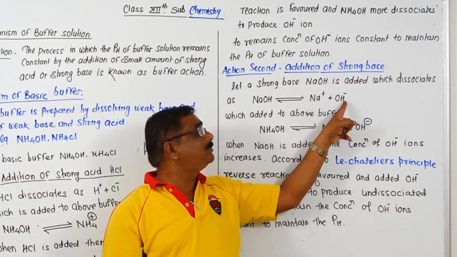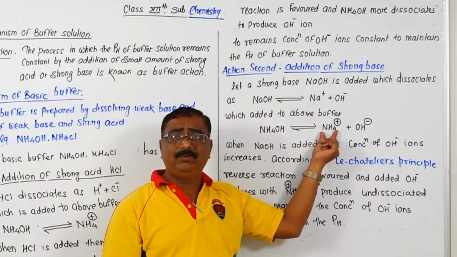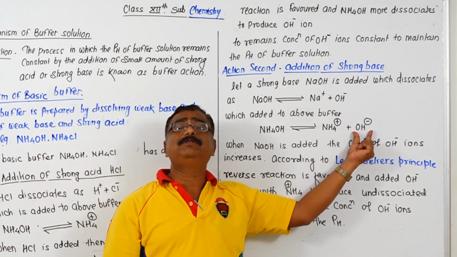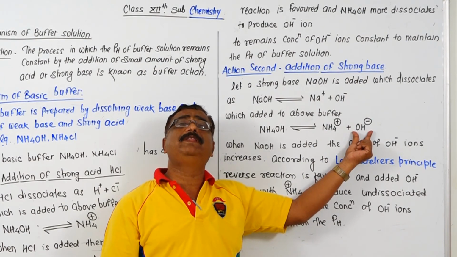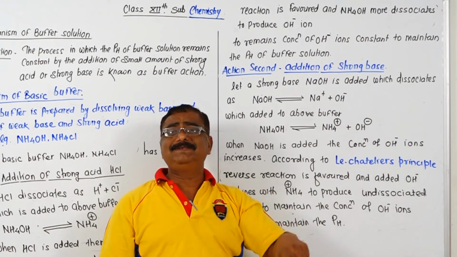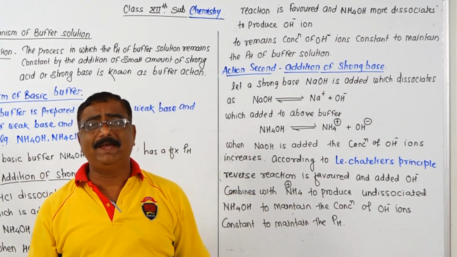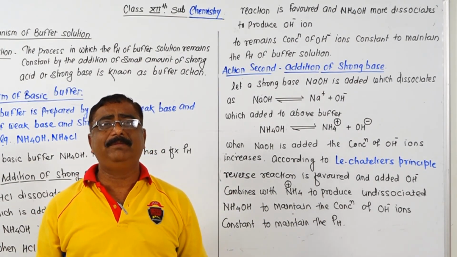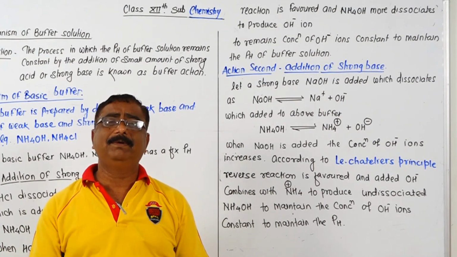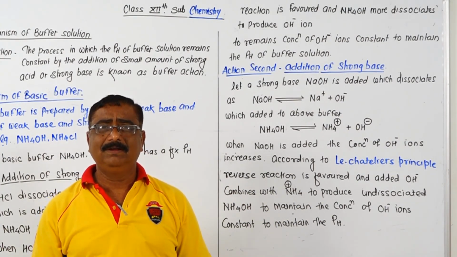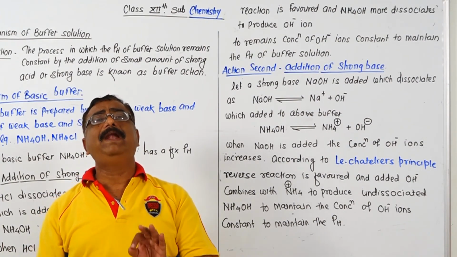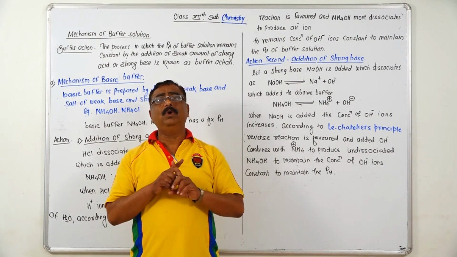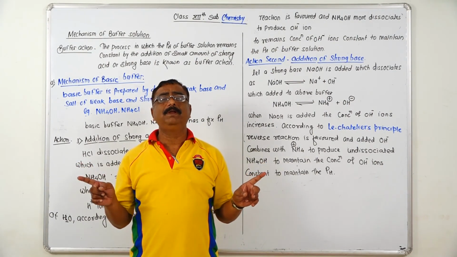अभी added OH minus ion NH4 के साथ में react हुए, NH4OH तैयार किया, तो इसमें कितने OH minus ion रहे? जो शुरू में जितने थे उतने ही रहे. That means the concentration of OH minus ion remains constant. As the concentration of OH minus ion remains constant, pH of that buffer solution also remains constant. And in this way, by the addition of a small amount of strong acid or strong base, there is no change in the pH of buffer solution.